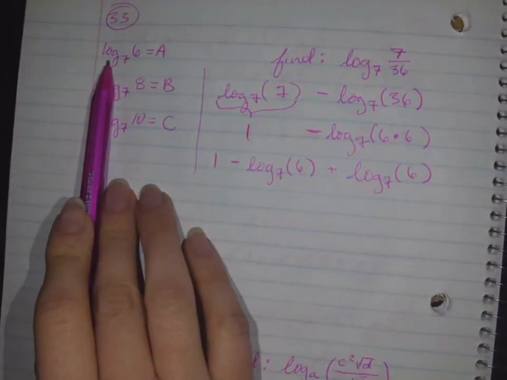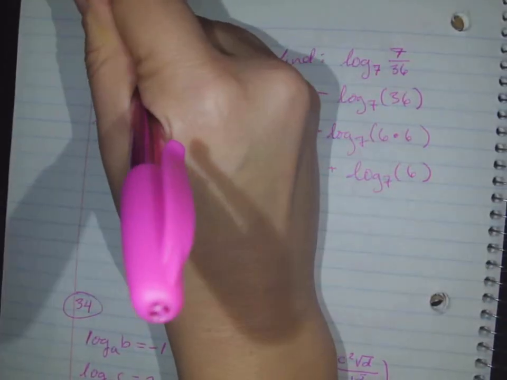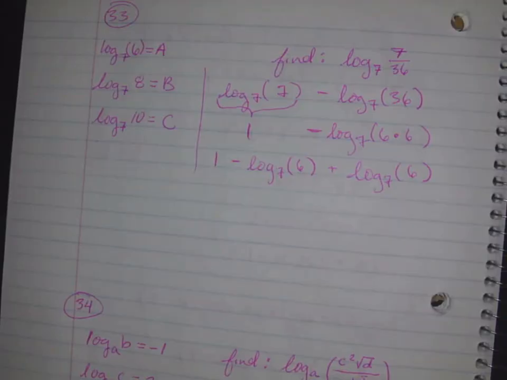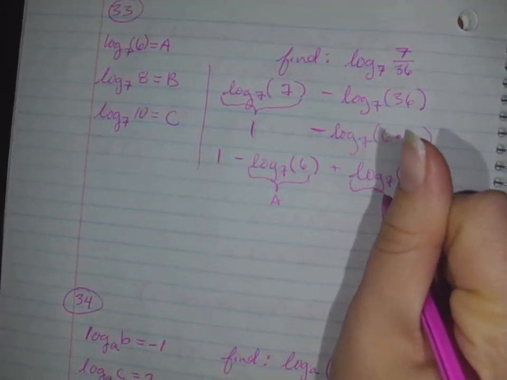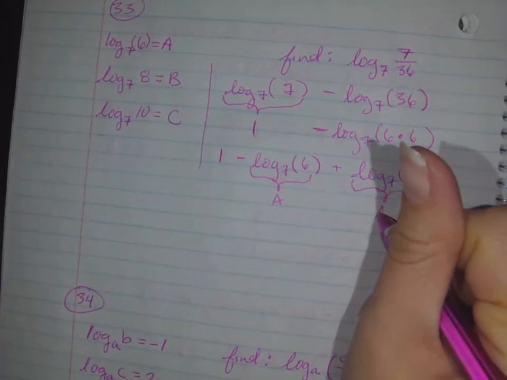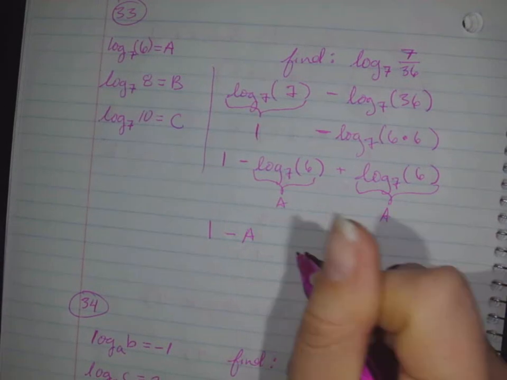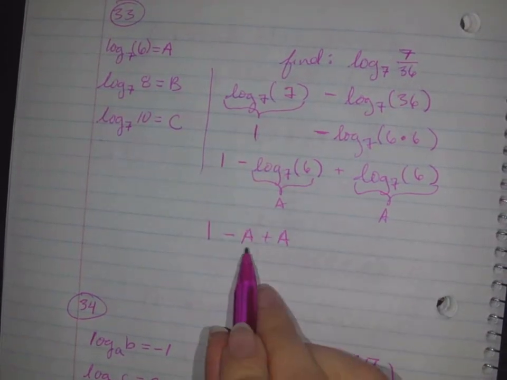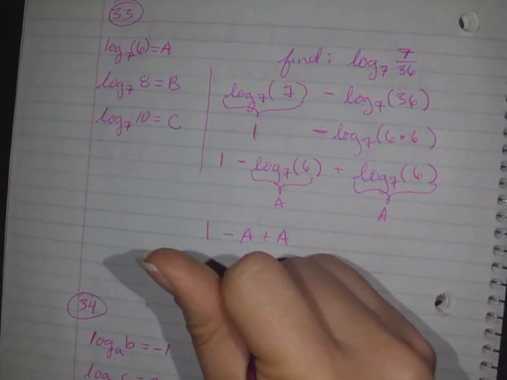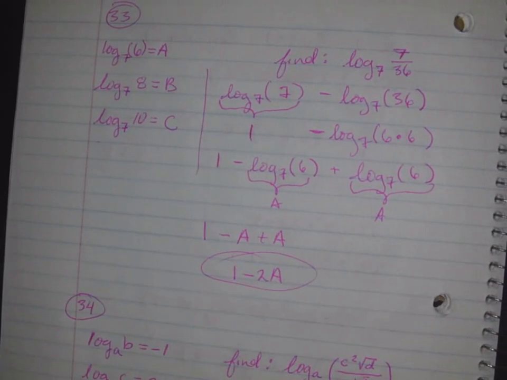And then they told us something right here. They said log base 7 of the value 6 is equal to a. All right, so then this becomes a, and this becomes a. So 1 minus a plus a, okay? A plus a, isn't that just 2a? So 1 minus 2a, I think that's the answer they're going after on this one.